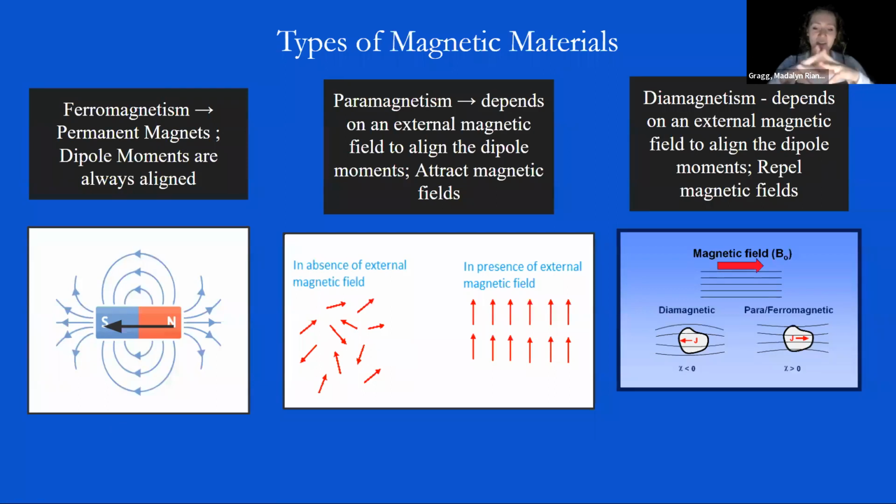Moving away from math and more to the fun physics side of it, we can discuss how dipole-dipole moment interactions generate magnetic materials. There are three main categories for magnetic materials: ferromagnetic, paramagnetic, and diamagnetic.